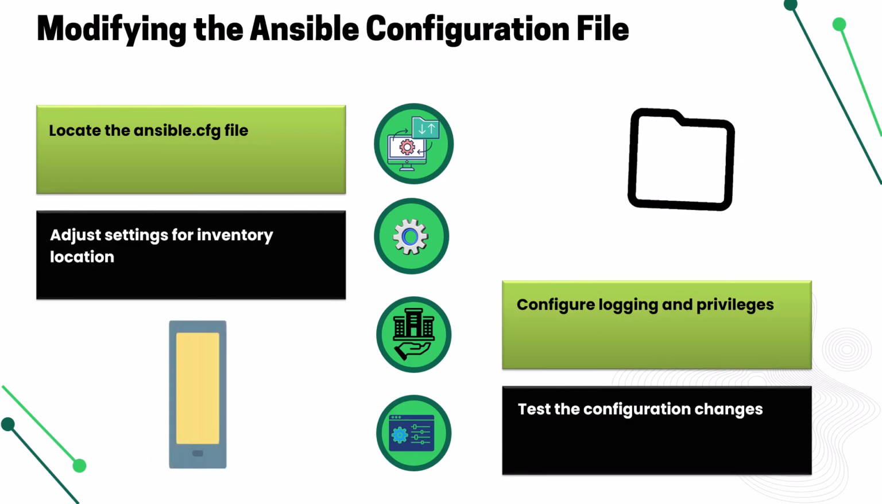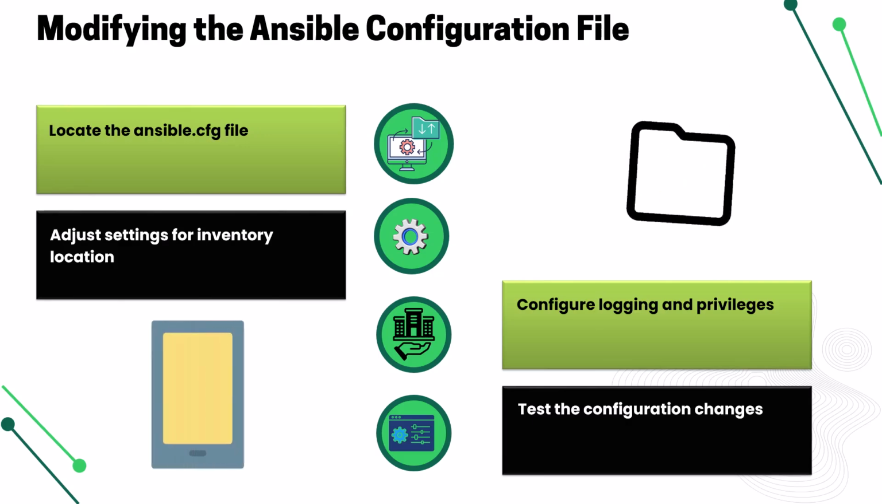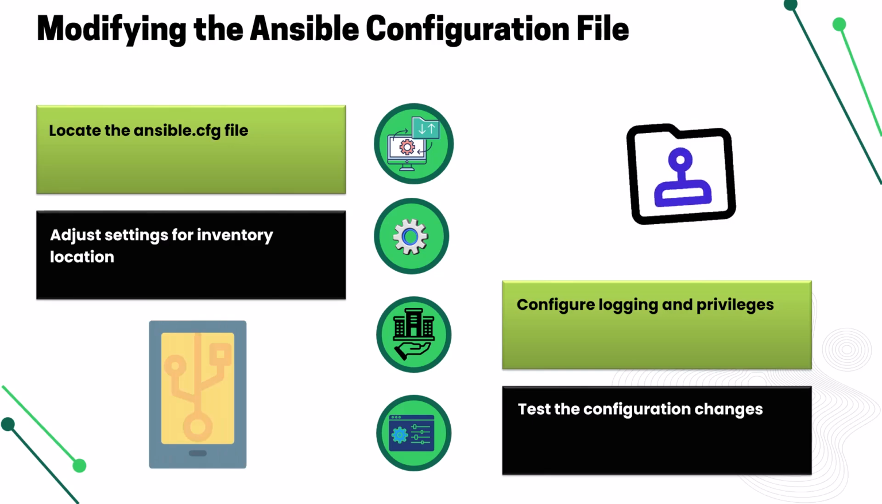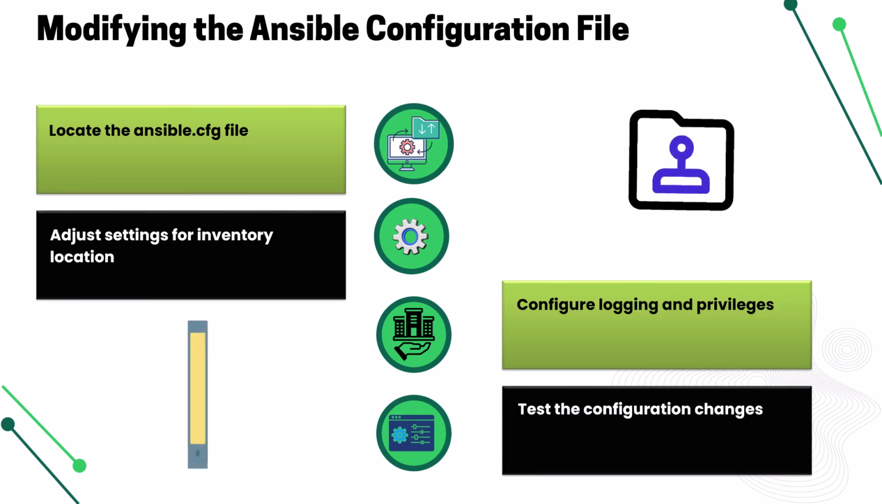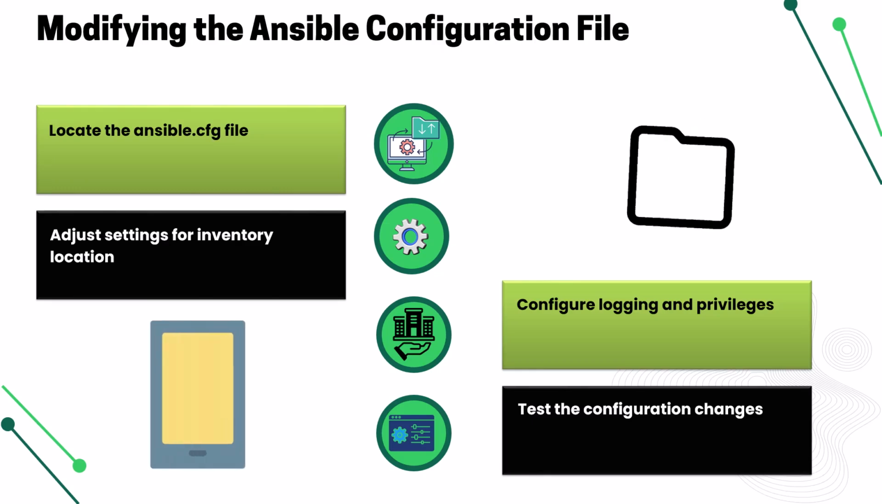Tweaking the Ansible config file is like customizing your phone settings. Set it up the way you like it. Locate the file, update inventory paths, adjust logging, and check permissions. And always test your changes, because surprises are fun at birthdays, not in automation.